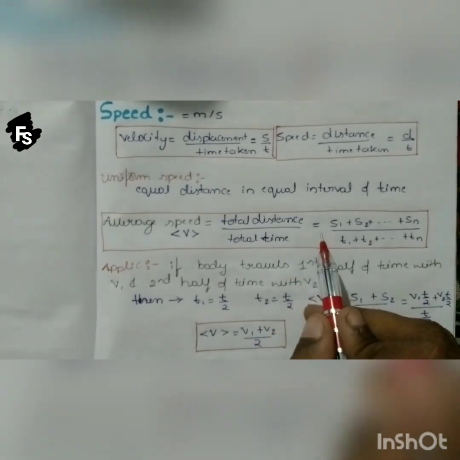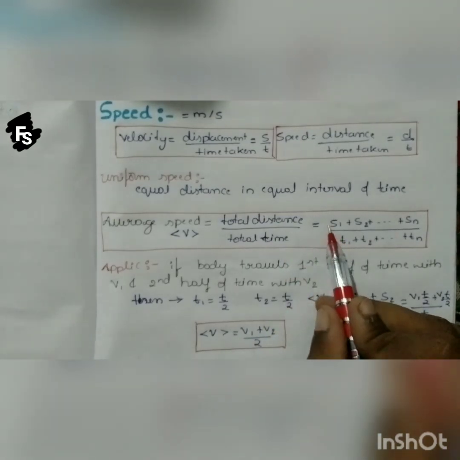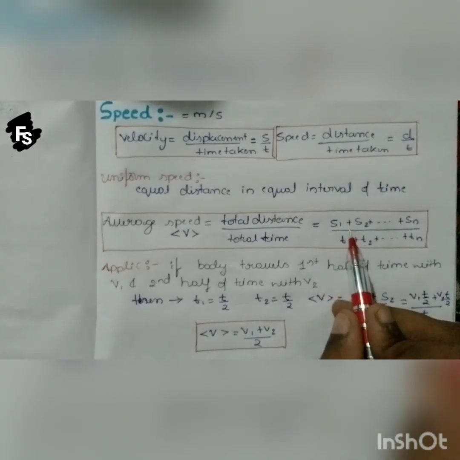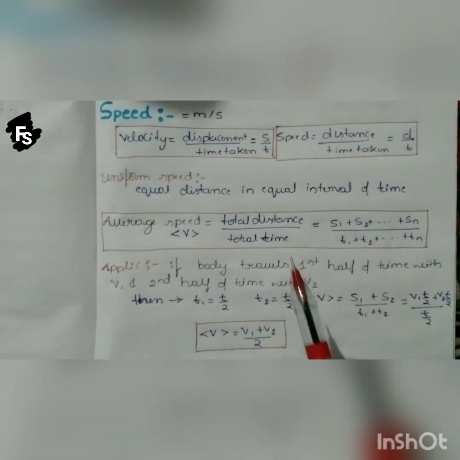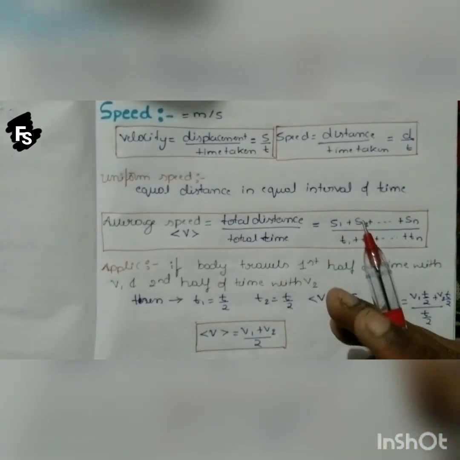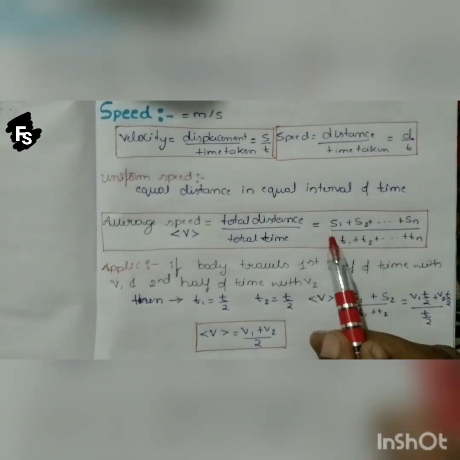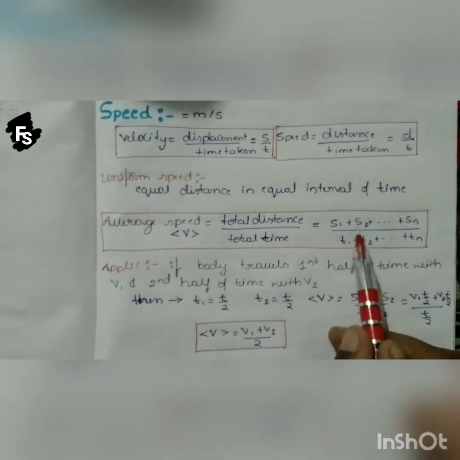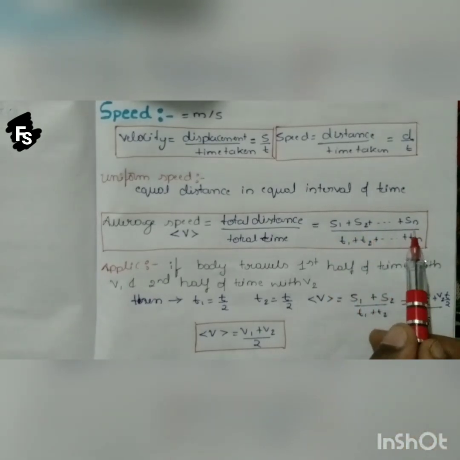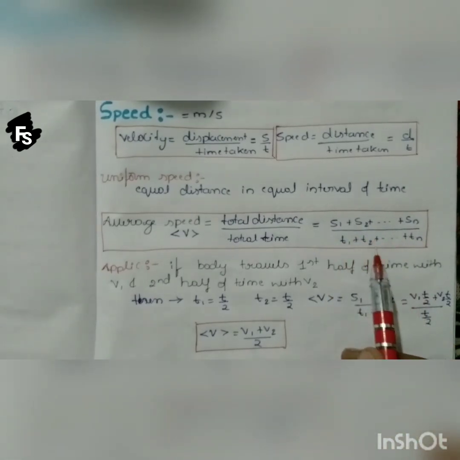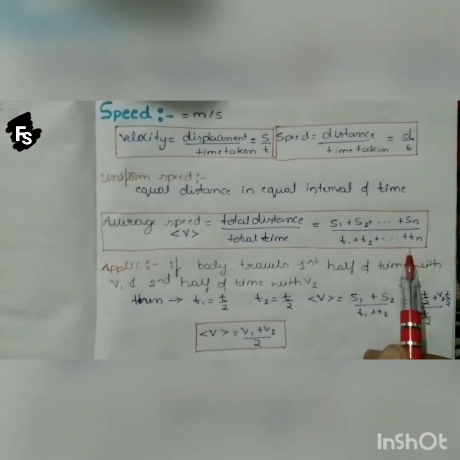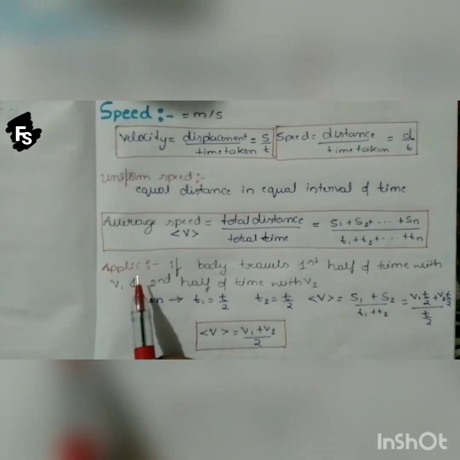Means if the distances covered by the object are s1 and s2 and so on up to sn, taking the times t1, t2 and so on up to tn, then we can calculate average speed by the formula s1 plus s2 plus so on sn divided by t1 plus t2 plus so on tn. We can solve one application from this formula, then we can understand all.